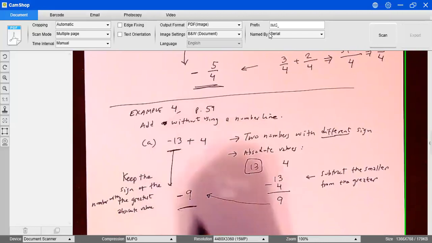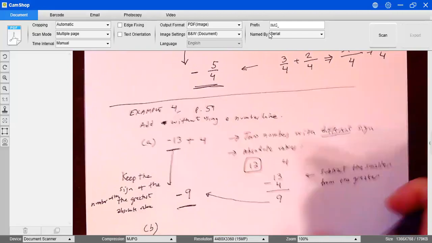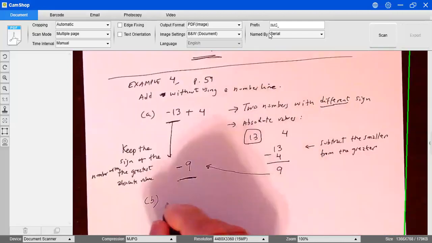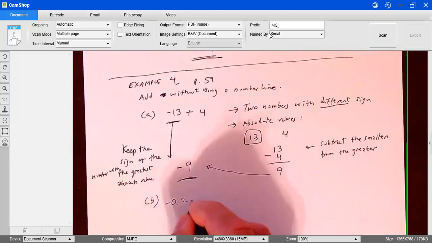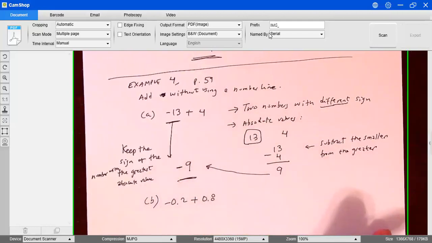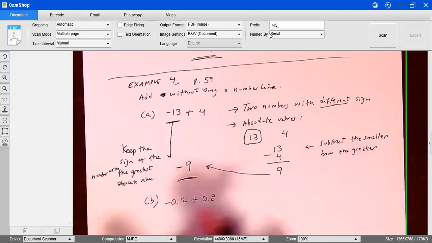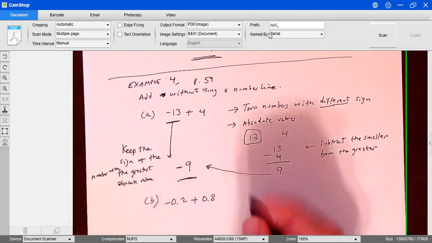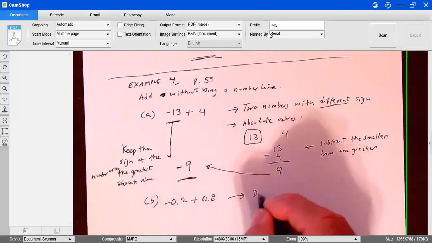So that's the answer. Another part of this problem is negative 0.2 plus 0.8. Again, now we have two numbers with different sign, so we proceed with the difference.